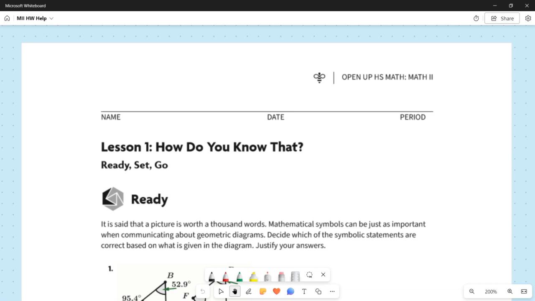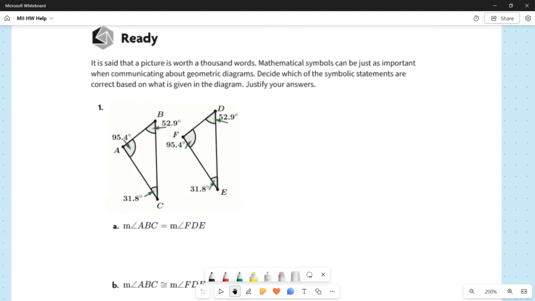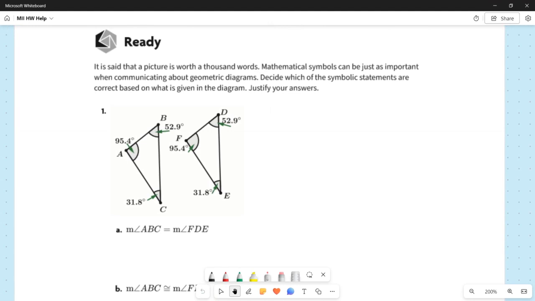Today we're going to be looking at Unit 5, Geometric Figures, Lesson 1, How do you know that? Start with the Ready section.